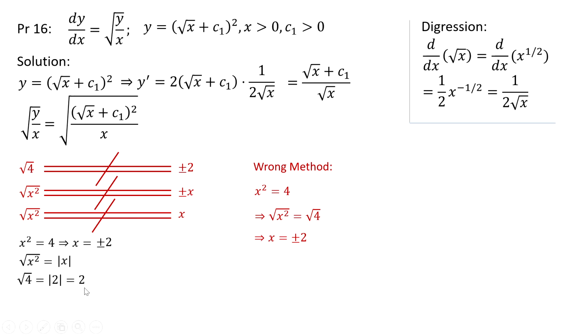It is not equal to plus or minus 2 or anything like that. Square root of x squared is absolute value of x. Square root of 4 is just 2. Cool? Now let's apply that. Apply the correct method, and you see x squared equals 4. Take square root on both sides. Cool. Square root of x squared is absolute value of x. Square root of 4 is just 2.